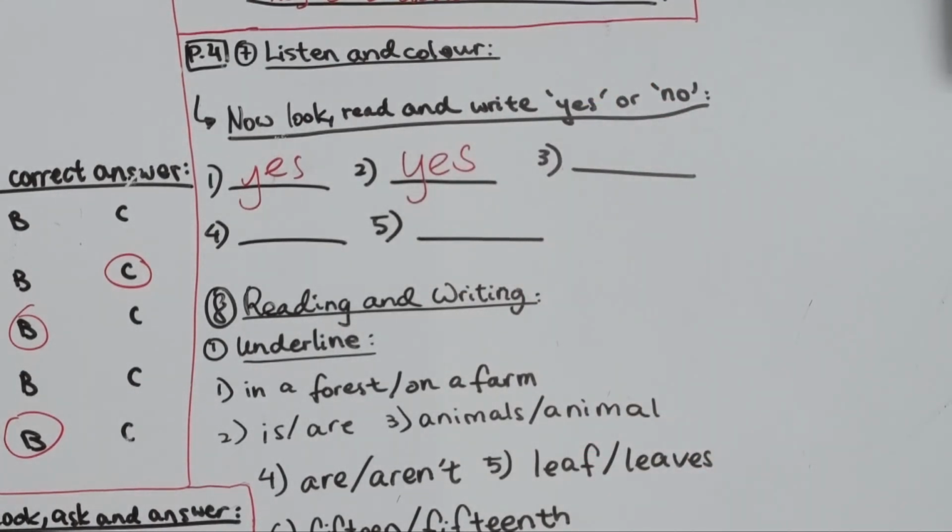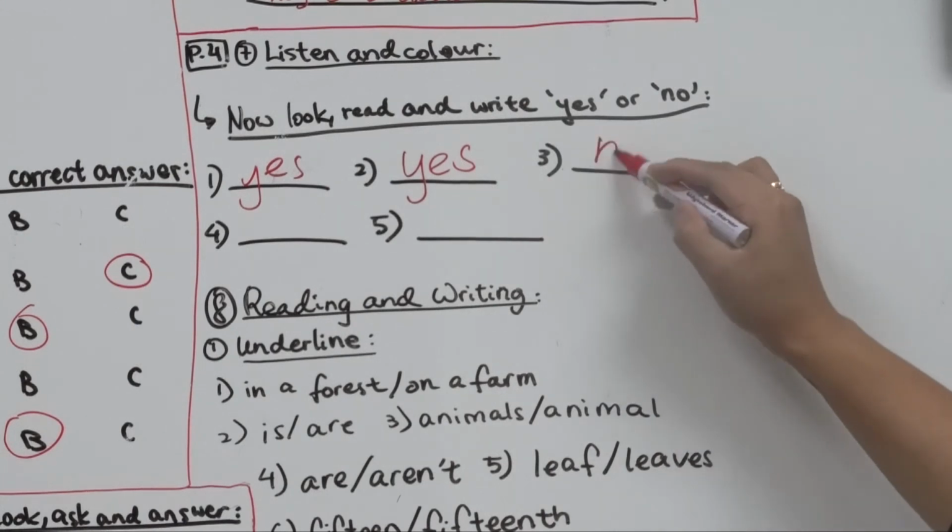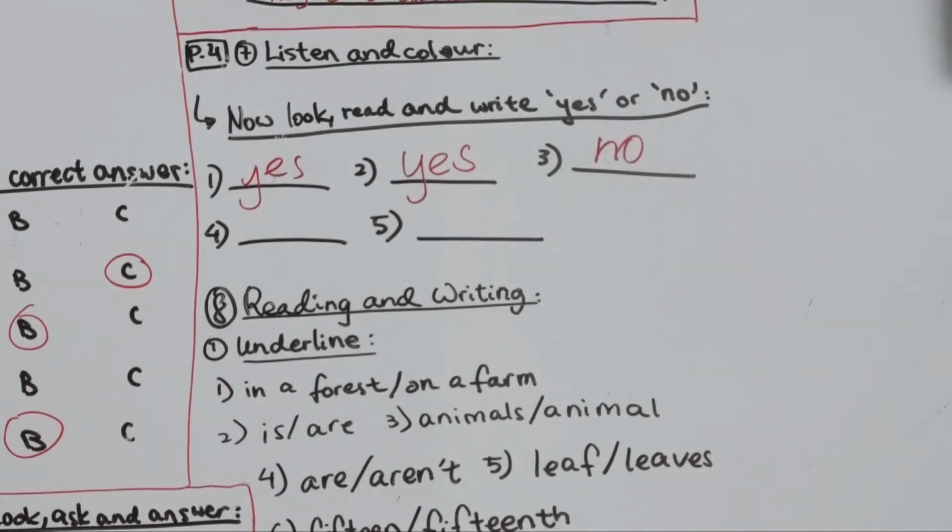Alright, the snail, question number 3. The snail is brown. No, right? The snail is orange in color. Question number 4, the snail is under the table.